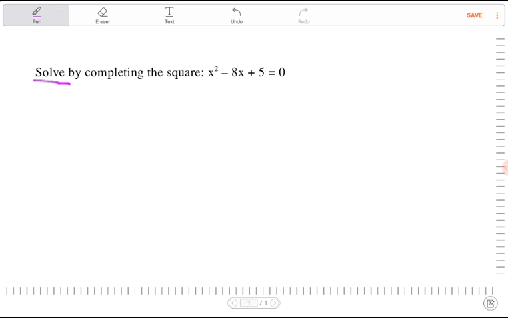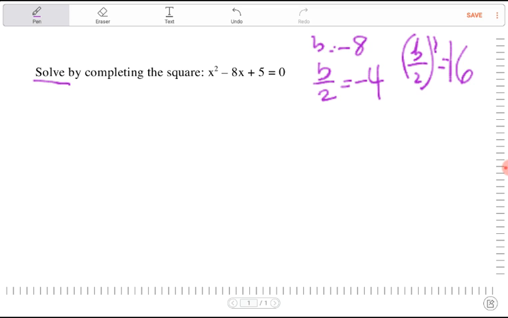0. When we're completing the square, we care about b. b here is -8. We care about b over 2. Half of -8 is -4. And we care about that number squared, so b over 2 squared. -4 squared is positive 16. That's the number that we're going to be adding and subtracting.